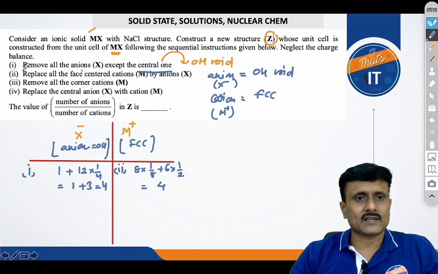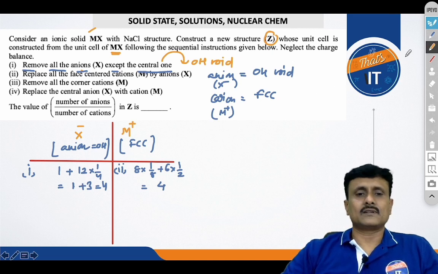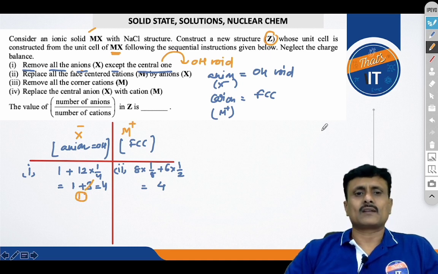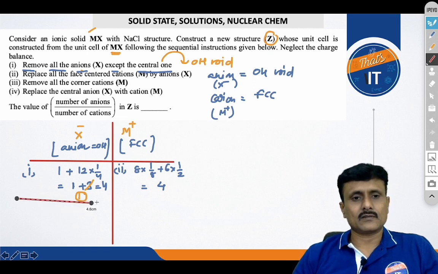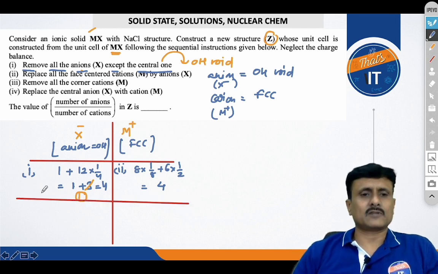What we are doing is removing all the anions except the central one. We are not making any changes to the cations; they remain as 4. But we are removing all the anions except 1. So I am removing all the 3, and I am left with only 1 now, right? This is your first piece of information. It is not confusing. The question looks a bit confusing, but it is absolutely straight. Now you can look at the second data.